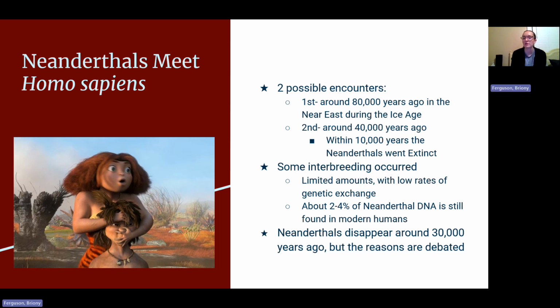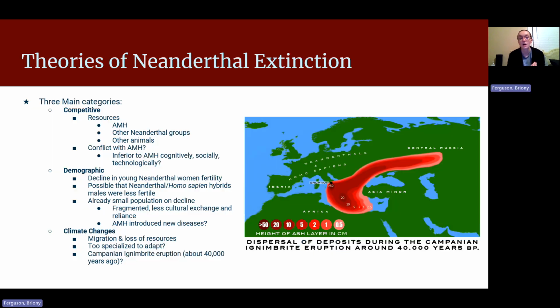But Neanderthals disappear around 30,000 years ago. There are a couple groups of them that managed to stick out a couple thousand years longer, but as a whole, as a viable population, they pretty well went extinct 30,000 years ago. The reasons for this are heavily debated, though.